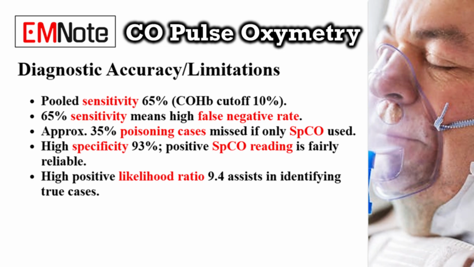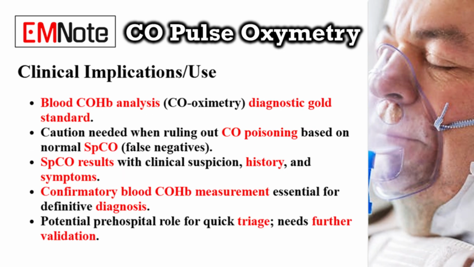Conversely, the high specificity of 93% means that a positive SpCO reading is fairly reliable, yielding a high positive likelihood ratio of 9.4. This high specificity may assist in identifying true cases. However, due to its limited sensitivity, SpCO pulse oximetry is not recommended for screening or excluding carbon monoxide poisoning in emergency department settings. Clinical implications and use.